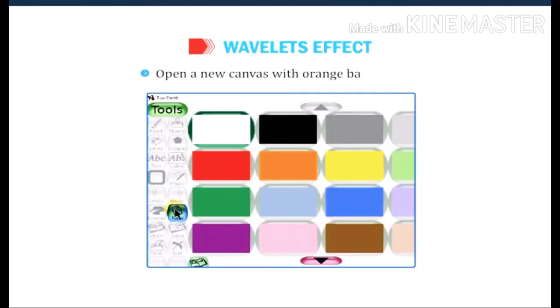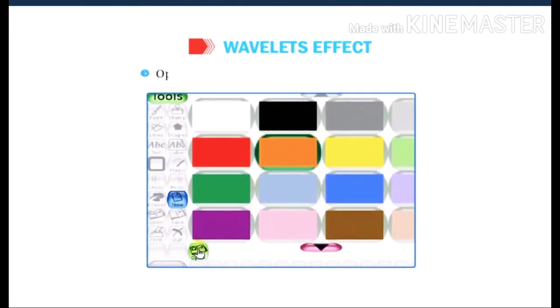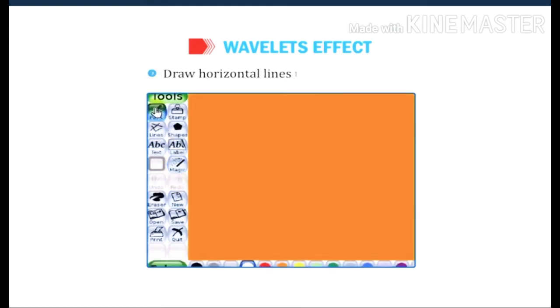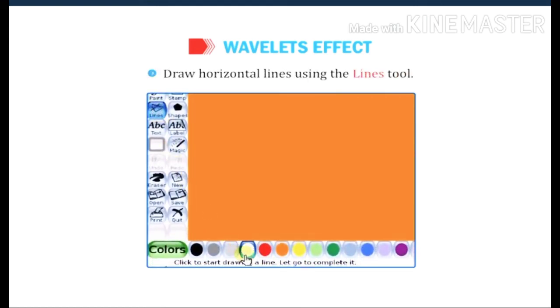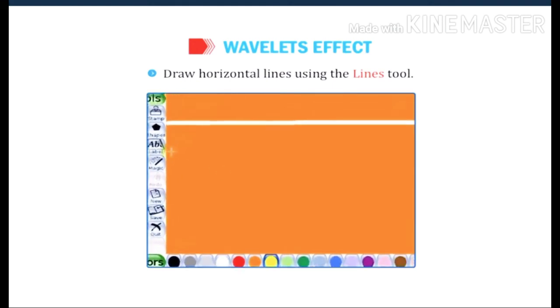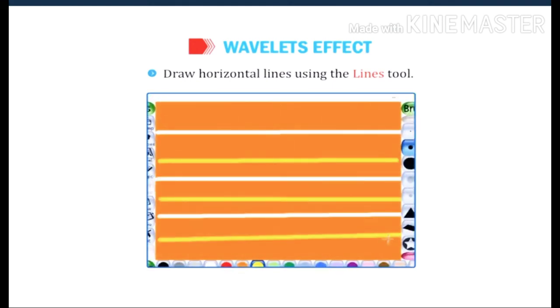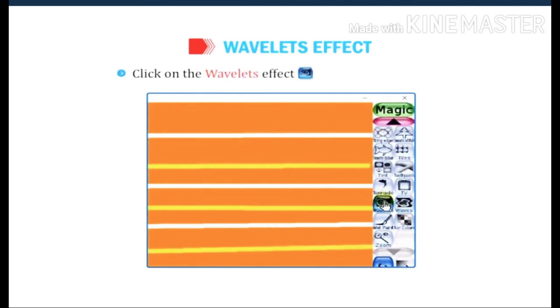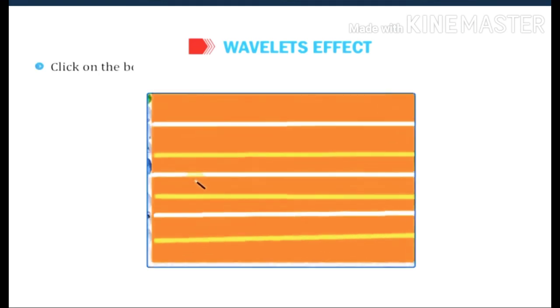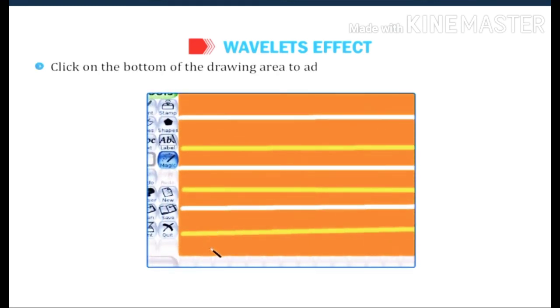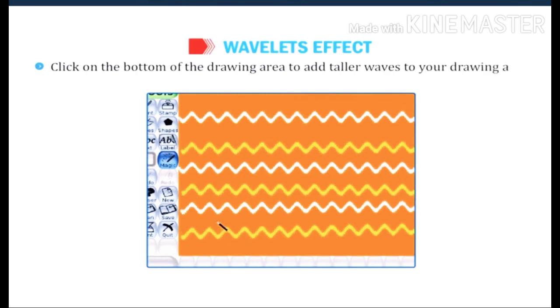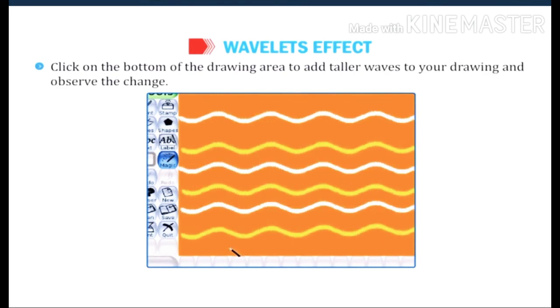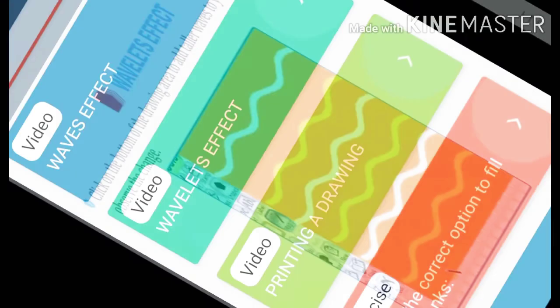Open a new canvas with the orange background. Draw the horizontal lines using the lines tool. Select the magic tool. Click on the wavelet effect from the subtool box. Click on the bottom of the drawing area to add taller waves to your background or to your drawing, and observe the change.